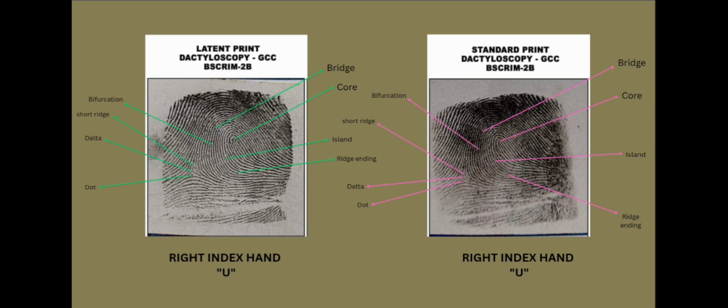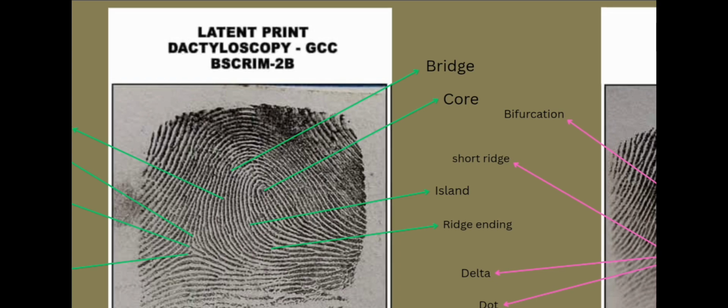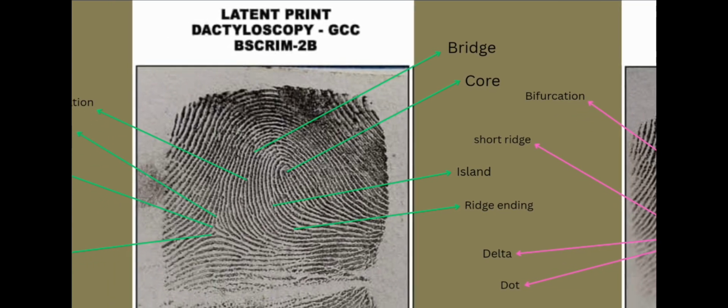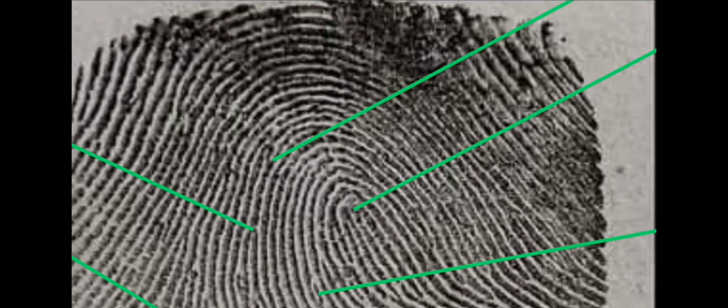Okay, here now are the pictures of the latent print and the standard fingerprint. So first, let's go to the latent print, or the questioned latent print. Here is the ridge bridge. This is a connecting ridge between two ridges. So as you can see, there is a line that connects one ridge to another.